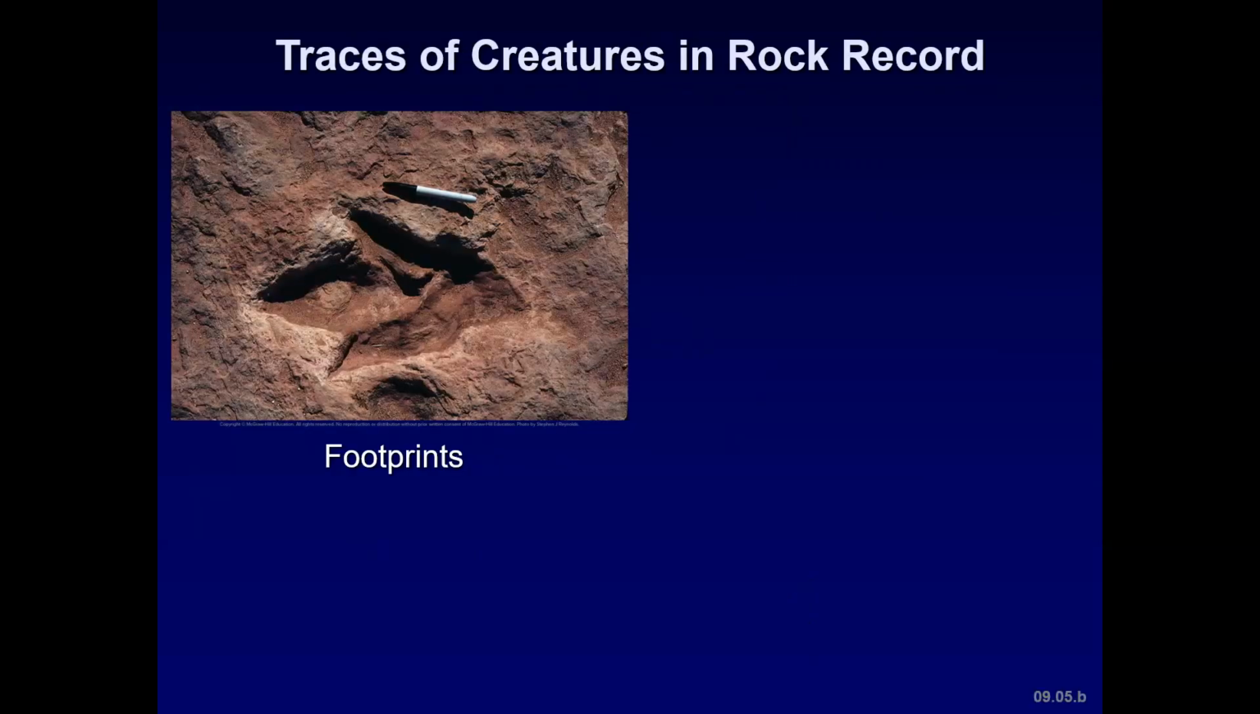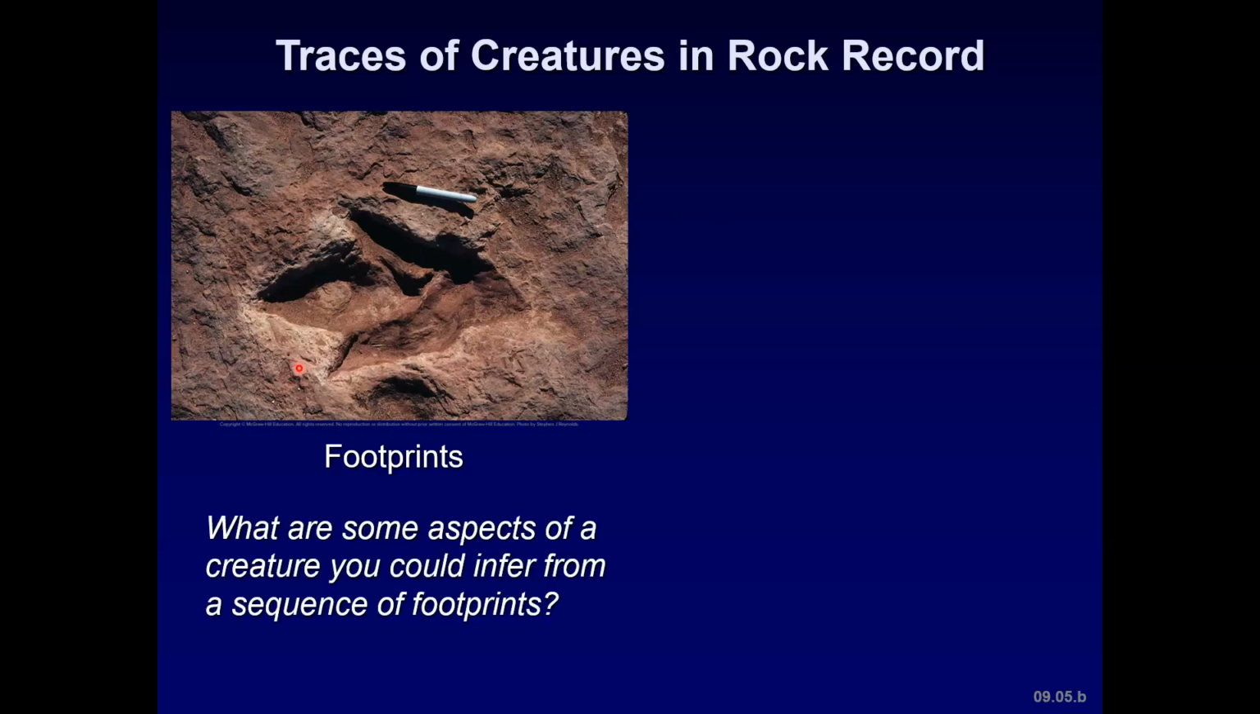All right. So, traces of creatures can be found in the rock record. These are footprints. We call that a trace fossil. It's not the creature itself, it's something the creature left behind. From that, we can infer gait or weight of the animal, whether it hung out in a pack or if it was all alone.